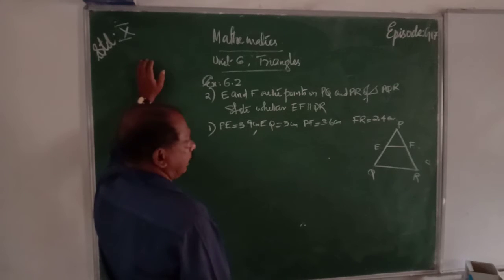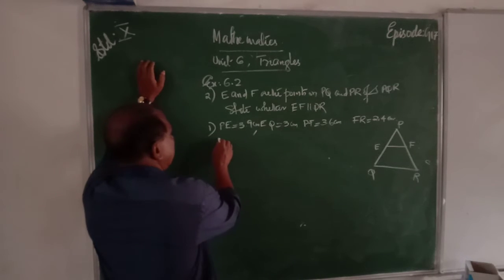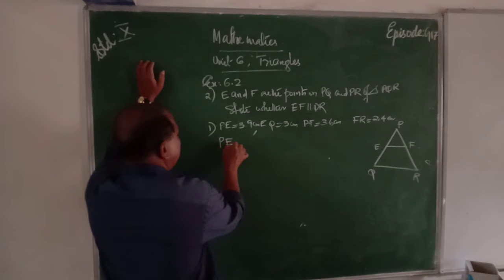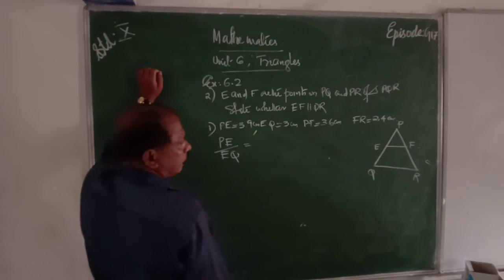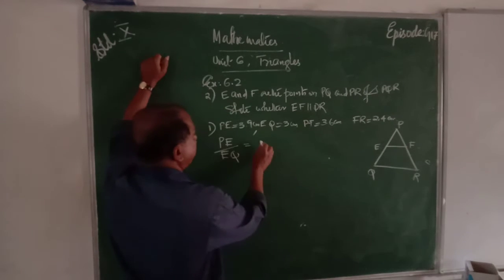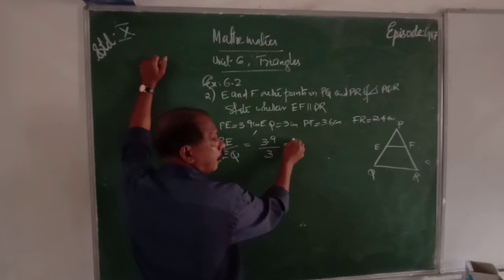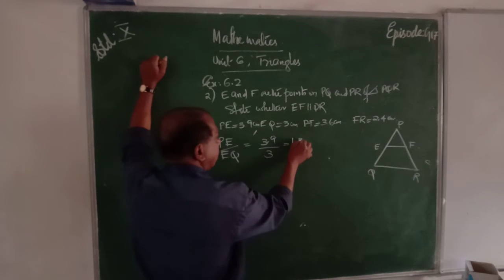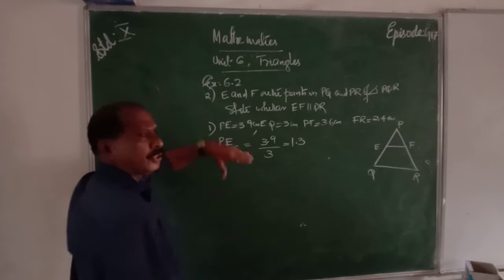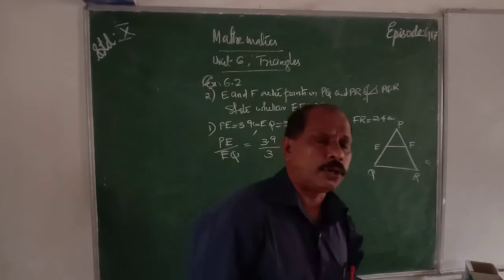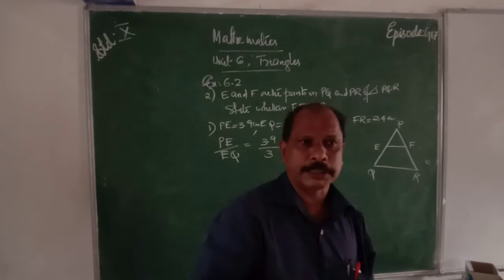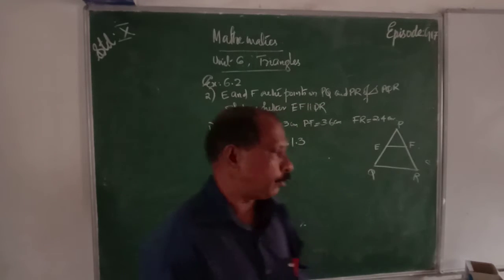PE by EQ is equal to 3.9 by 3. In 3.9, how many 3's? 1.3, since 3 times 3 is 9, and 1.2. A ratio means there is no unit, the centimeter by centimeter cancels. That's only a constant value.